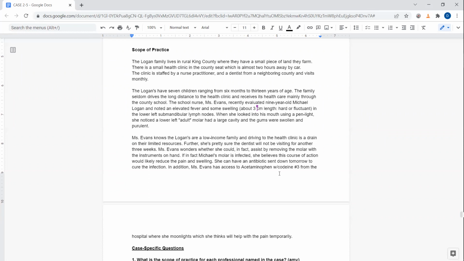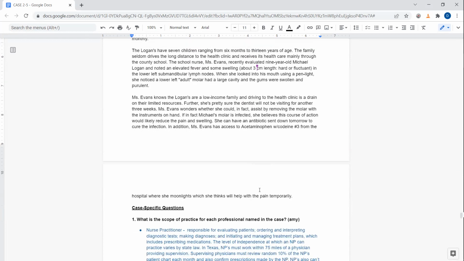And so the case describes a school nurse named Miss Evans who recently noticed that one of the children, Michael, had an elevated fever and some swelling. And so she saw in his mouth what looked like a large cavity and swollen gums. And so now Miss Evans is left with what should she do as her next course of action in terms of care and what kind of medications she should prescribe. And so our team is now discussing the different questions that we were given for this specific case.